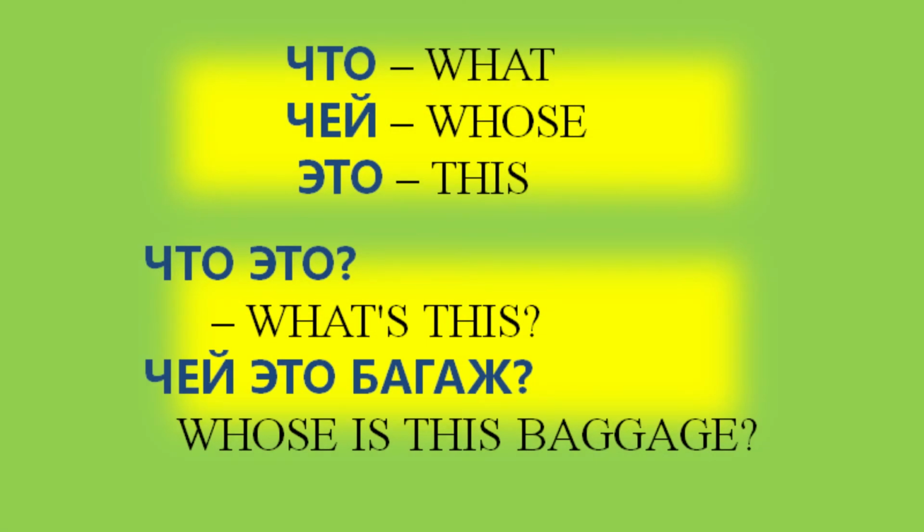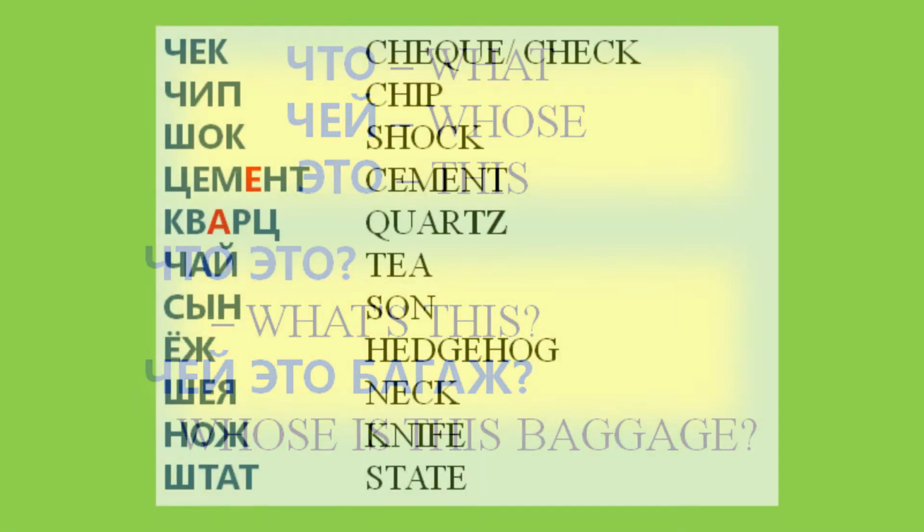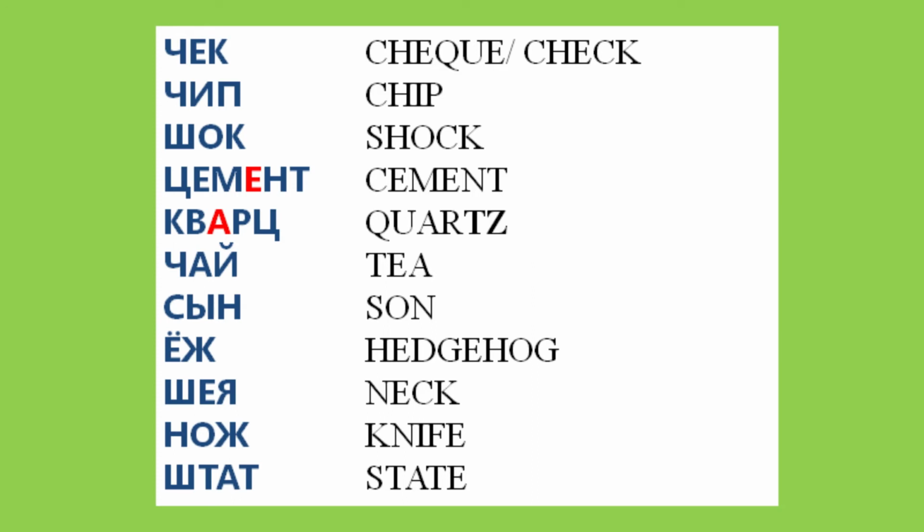Что? What? Чей? Whose? Это? This? Что это? What's this? Чей это багаж? Whose is this baggage? Чек, Check. чип, Chip. шок, Shock. цемент, Cement. кварц, Quartz. чай, Tea. сын, Sun.